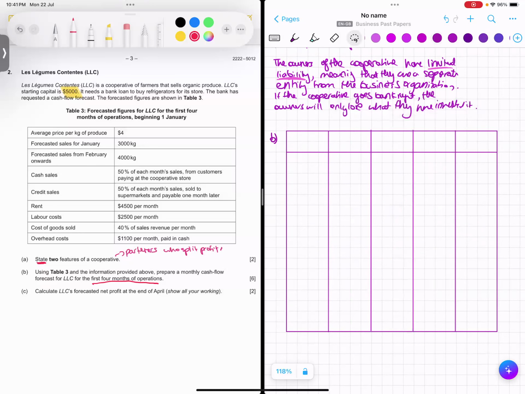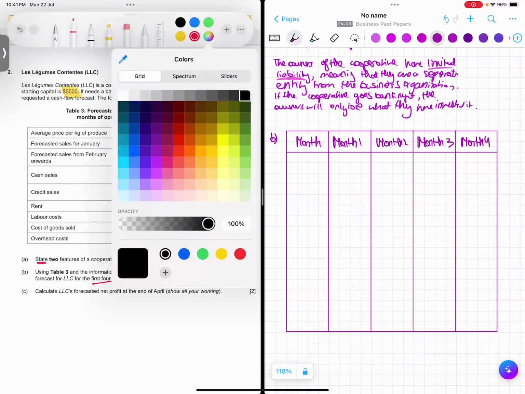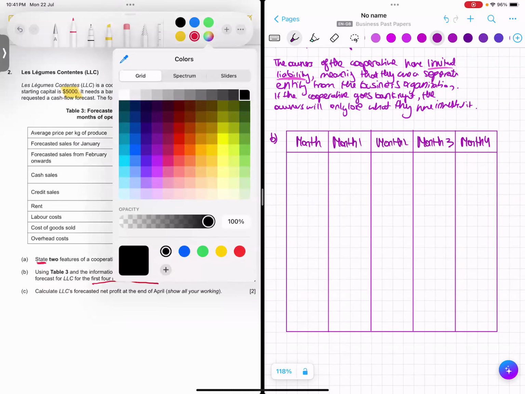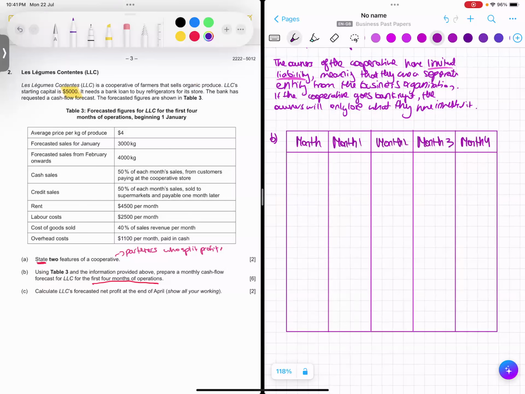I think this is perfect. So then you just write here month, then month 1, month 2, month 3, month 4, okay? And then let's think here. You don't write this in your paper during the exam, but I'm just trying to explain to you guys. So you have two things for cash flow: your inflows and your outflows. And of course you have other stuff that I'm going to be writing throughout solving.